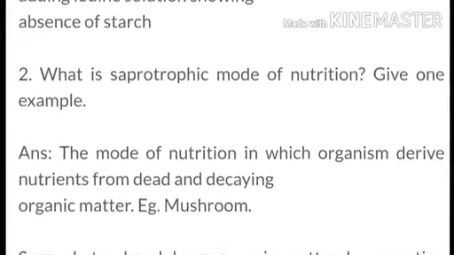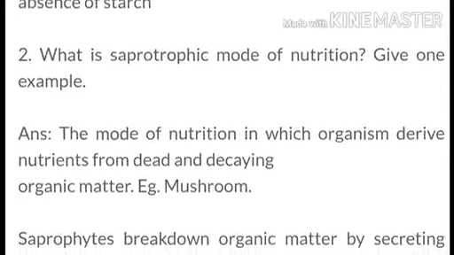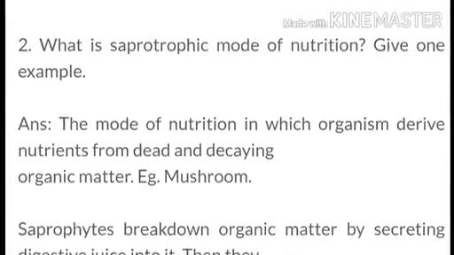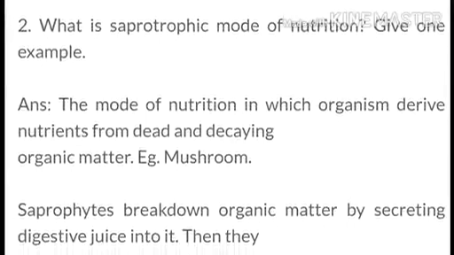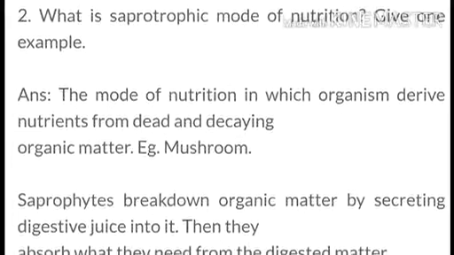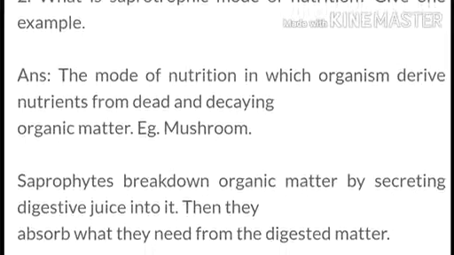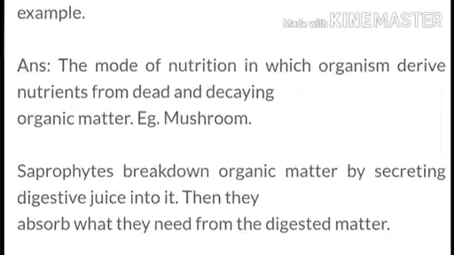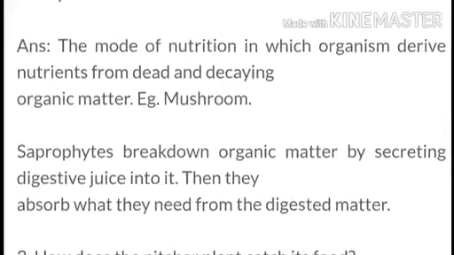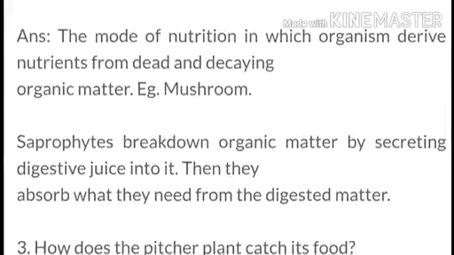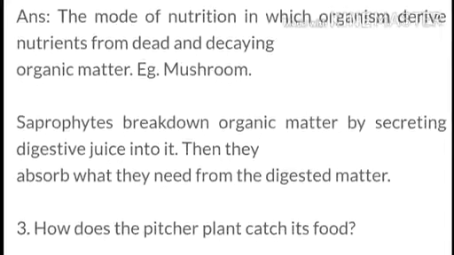Okay, so in this way, now saprophytes break down in detail. If we know, saprophytes break down organic matter by secreting digestive juice into it, then they absorb what they need from the digestion. So our definition is like that. We know very well saprophytes always choose food in liquid form.